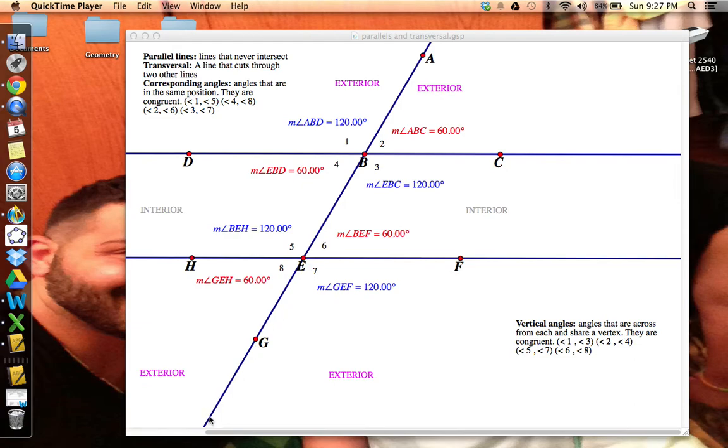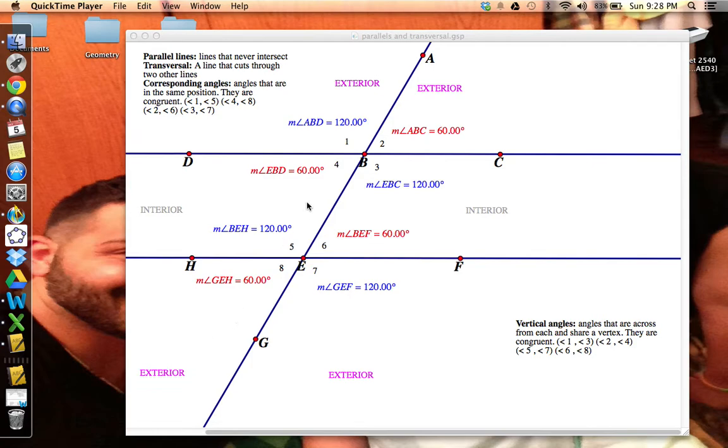Now when that happens, if you notice, there's now an interior and an exterior to the parallel lines. The interior is the inside. So between the two parallel lines, we call that the interior. And then the exterior is anything on the outside of the two parallel lines. That's why we have exterior up there and exterior down here.